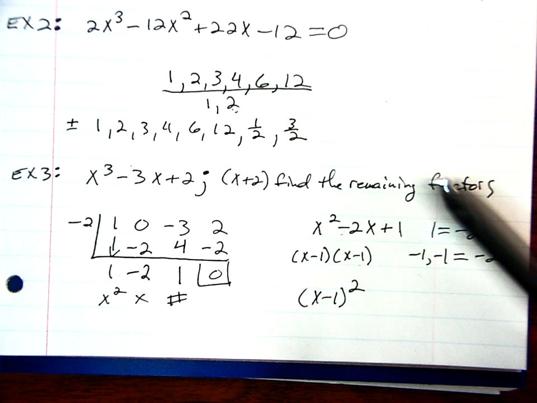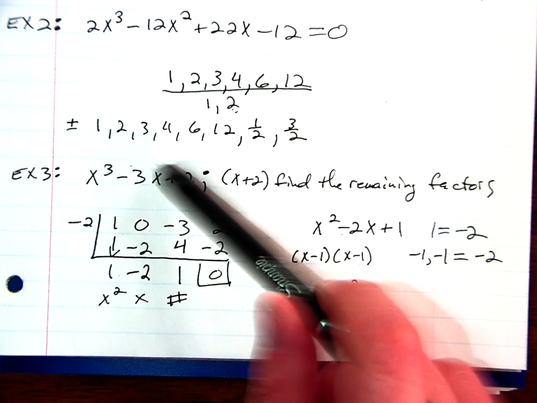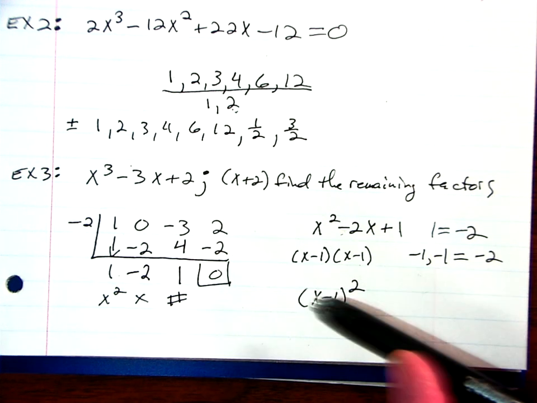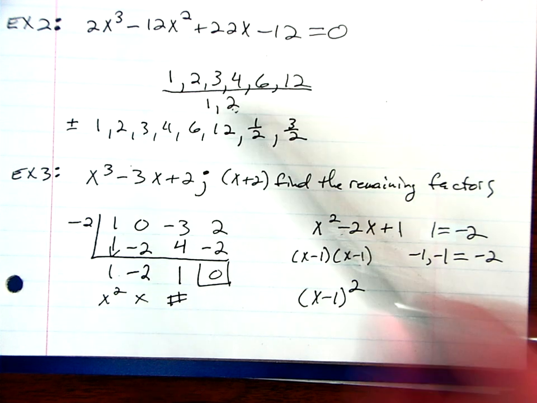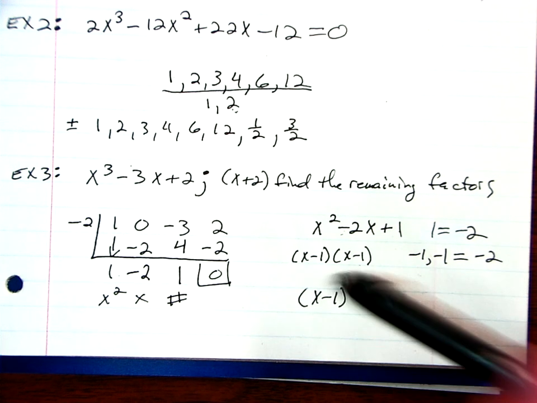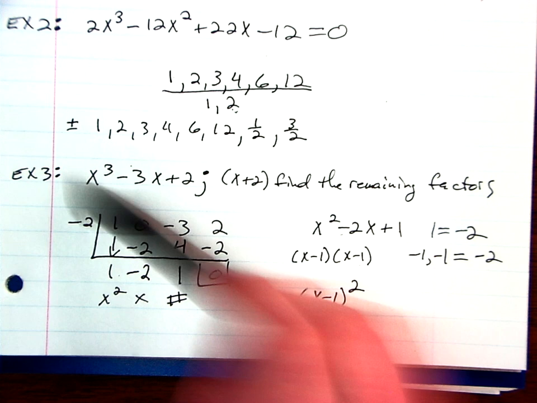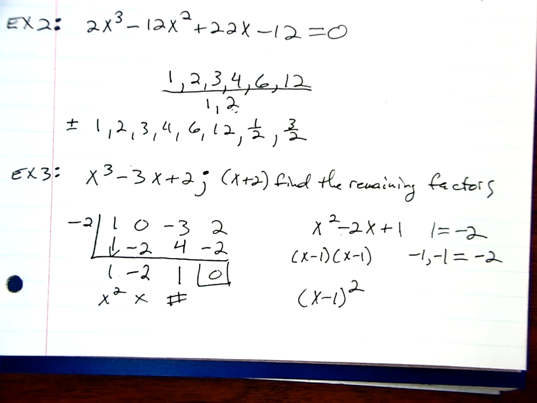Those are your factors. So your factors of x cubed minus 3x plus 2 are x plus 2 and x minus 1 squared. If you were to multiply x plus 2 times x minus 1 times x minus 1, it would give you x cubed minus 3x plus 2.